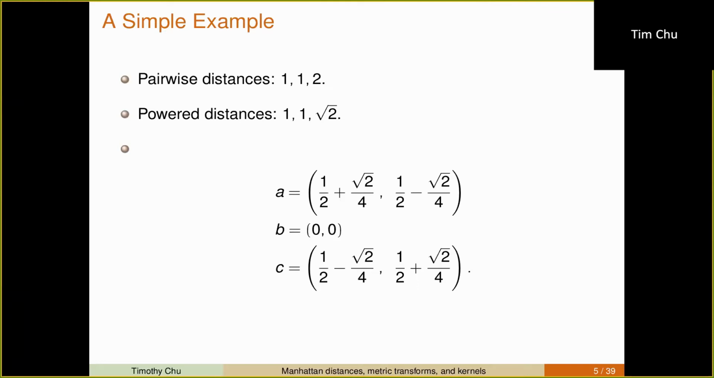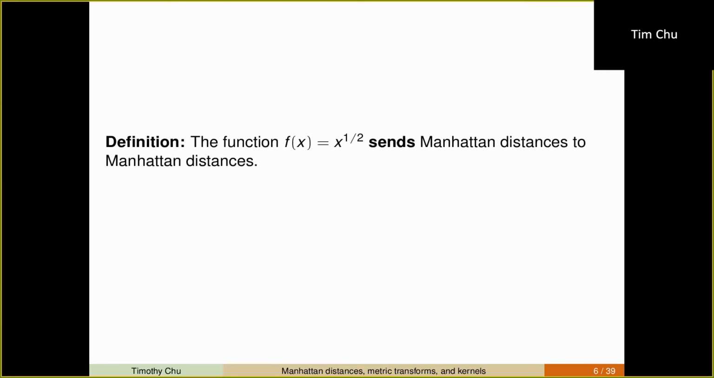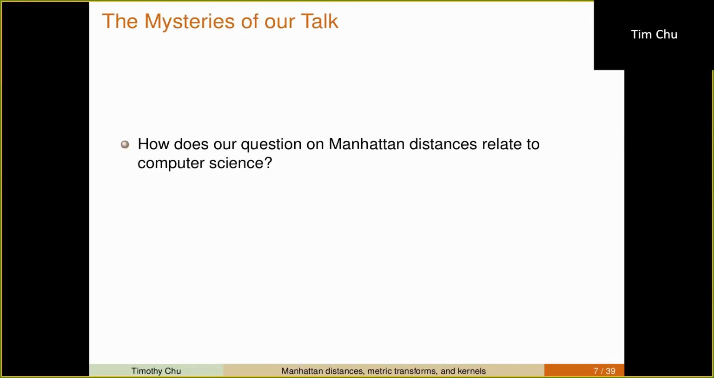Okay, well, I'm assuming the silence means people are roughly on board with this. I'm going to give you a quick definition. If function f equals square root of x, we say f sends Manhattan distances to Manhattan distances if it has the property we described. For any endpoints in d dimensions, you apply f termwise to each distance, and you get a resulting Manhattan distance back. That means f sends Manhattan distances to Manhattan distances.